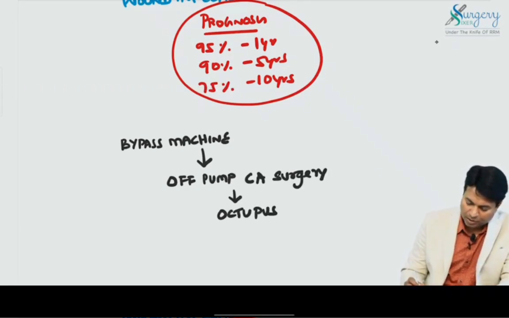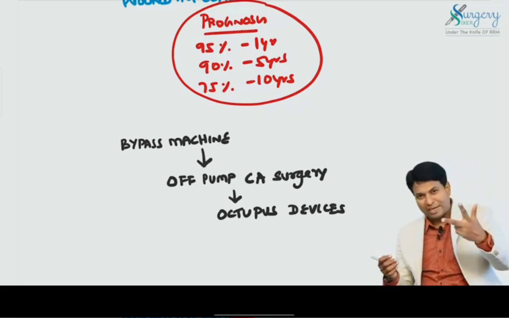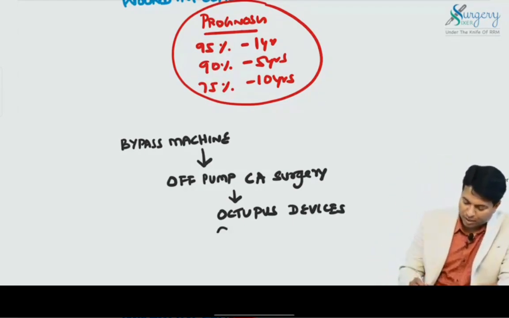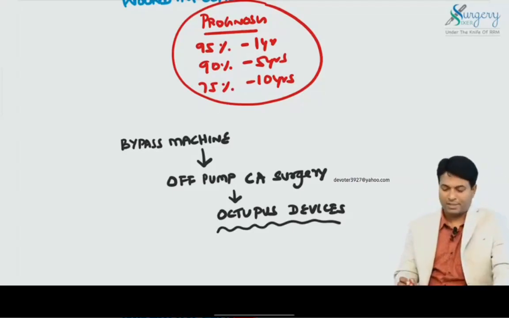I will show you the device, that is the Octopus device. We use one Octopus type device which will cross clamp the aorta level so that the blood will be flowing on one side, except the myocardial blood. We can go and slowly repair that by means of this Octopus device. It's an off-pump coronary artery surgery. Off-pump coronary artery surgery is an upcoming operation everywhere.